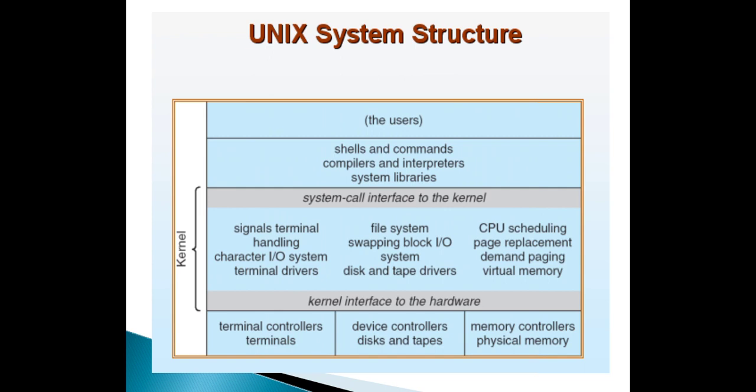Suppose you have to access a printer connected to your computer. The printer is hardware, and to access it we need some driver software. To access that software and use it to reach the printer, all of this happens using the software interpreters and system libraries at the topmost end of the Unix system structure.